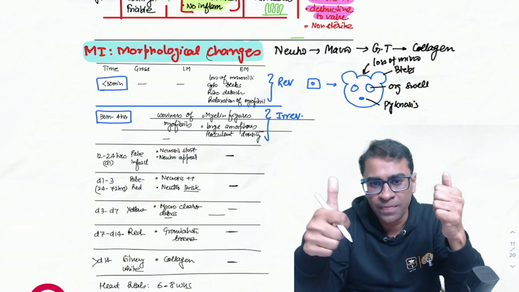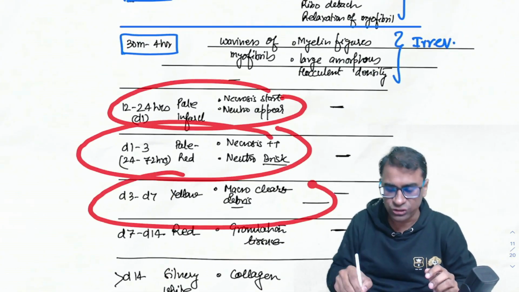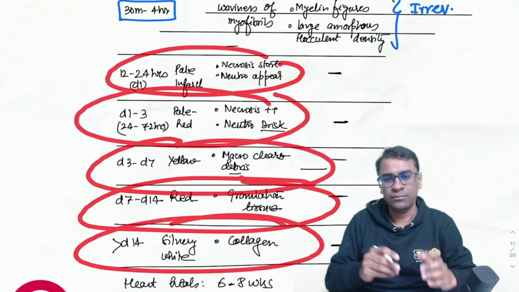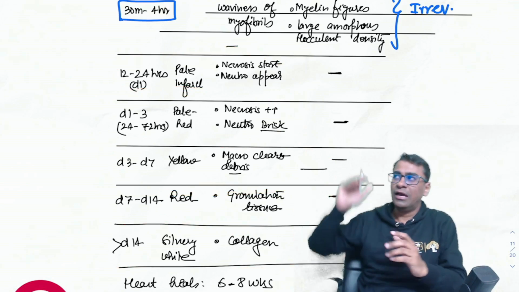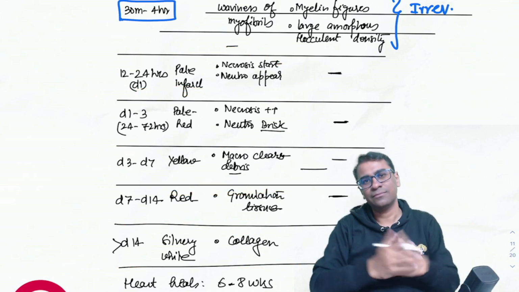So on day 1, neutrophils appear. On day 3, max neutrophils. Day 3 to 7, macrophages. 7 to 14, granulation tissue. Post 14, collagen. Simple. Neutrophils, macrophage, granulation tissue, collagen. That's it.